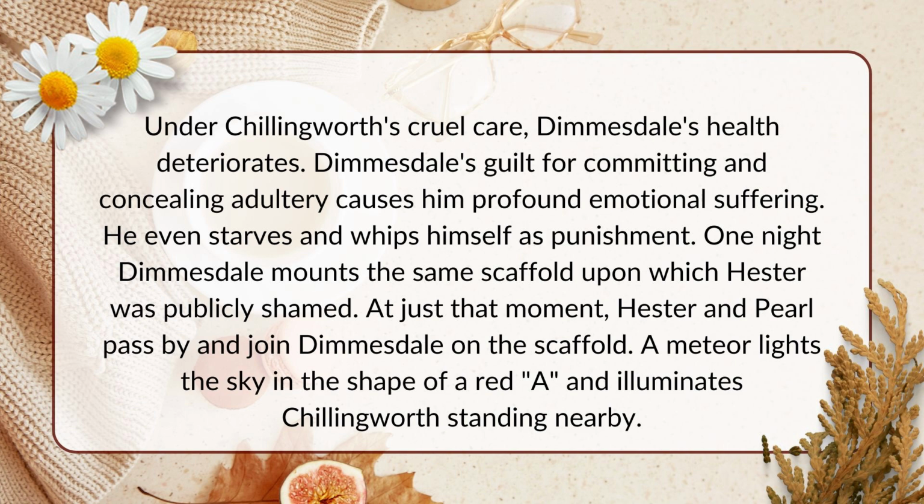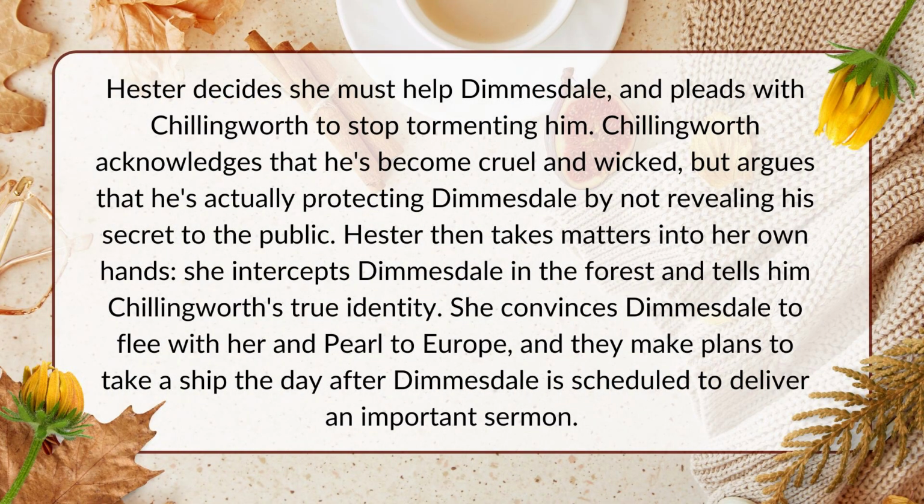A meteor lights the sky in the shape of a red A and illuminates Chillingworth standing nearby. Hester decides she must help Dimmesdale and pleads with Chillingworth to stop tormenting him. Chillingworth acknowledges that he's become cruel and wicked, but argues that he's actually protecting Dimmesdale by not revealing his secret to the public. Hester then takes matters into her own hands.